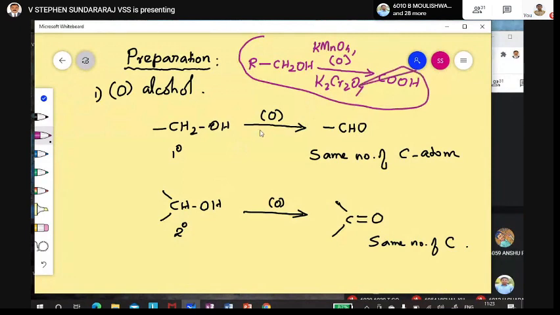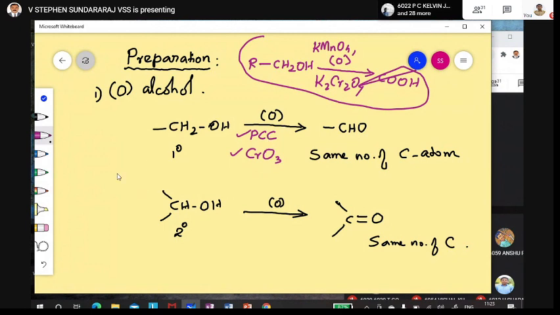Here you will use a controlled oxidizing agent, PCC, or even CrO3 can be used. Pyridinium chlorochromate, and CrO3 is chromic anhydride or chromic oxide. Even without affecting the double bond, they will oxidize. So here you write down that there will be oxidation.